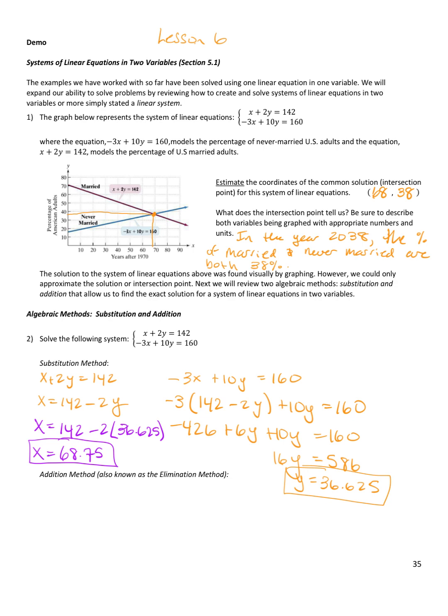Next, we have the addition method, also known as the elimination method. We want to eliminate a variable by adding the two equations together. So I'm going to take my first equation, x plus 2y equals 142. And my other equation I'll write underneath it, negative 3x plus 10y equals 160. Now what I want to have happen is that I want to add the two equations together and have one of the variables go away. So right now I have x plus negative 3x would give me negative 2x, 2y plus 10y would give me 12y. I'd still have x's and y's.